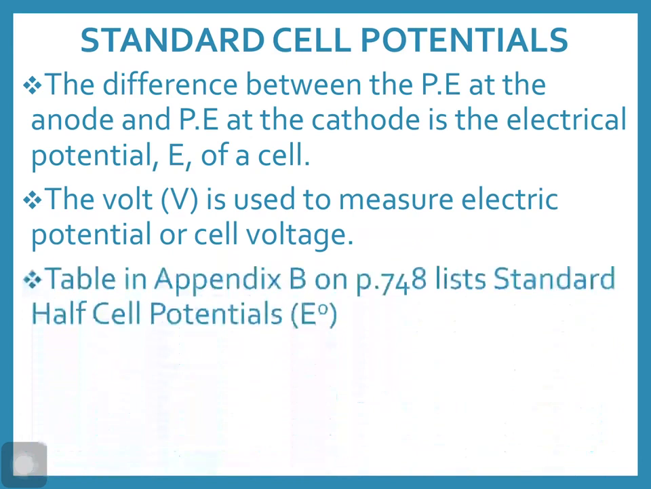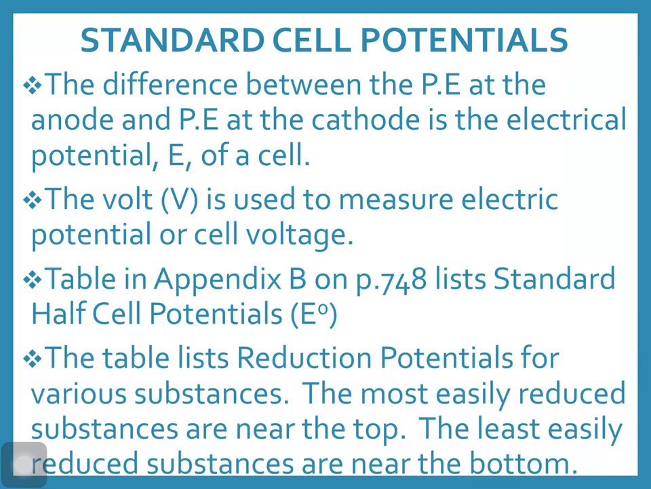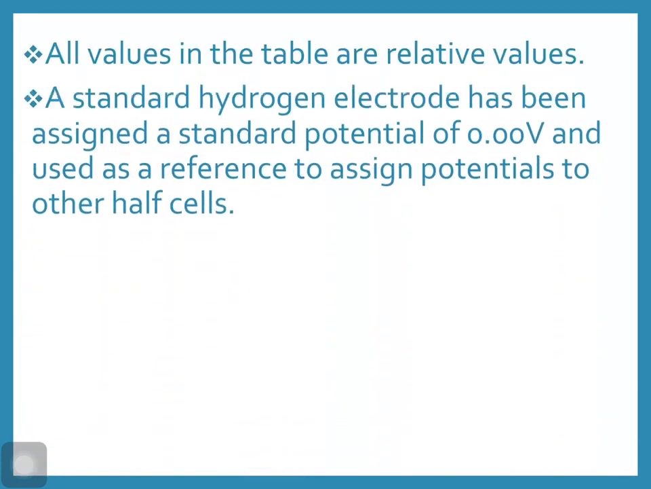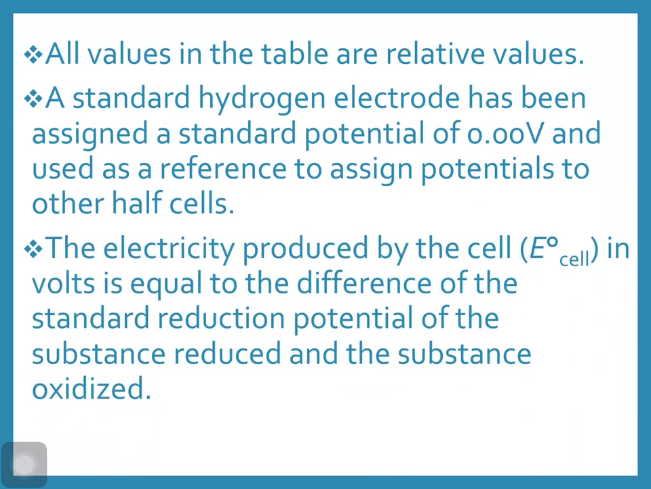Page 748 lists the standard half cell potentials for reduction. The list is given in order so that whatever is most easily reduced is at the top. So you can also use that list to decide what is going to be the reduction and what is going to be the oxidation. The table there gives relative values, and it's based on a standard hydrogen electrode that has a standard potential of 0 volts, and that's used as a reference to assign potentials to all of the other half cells.